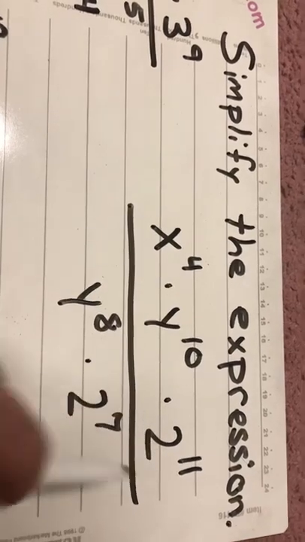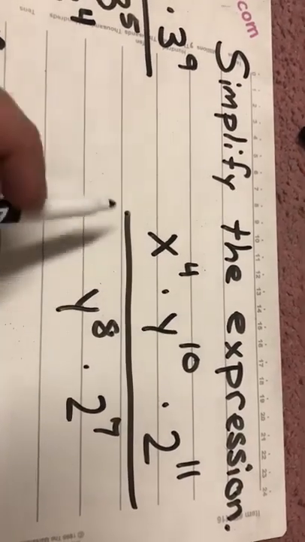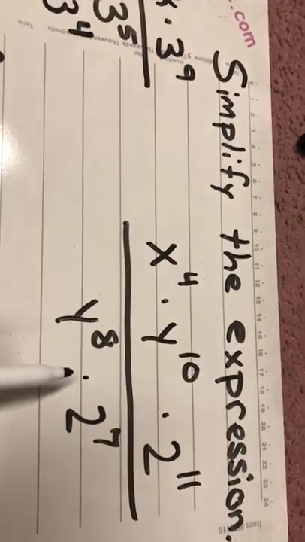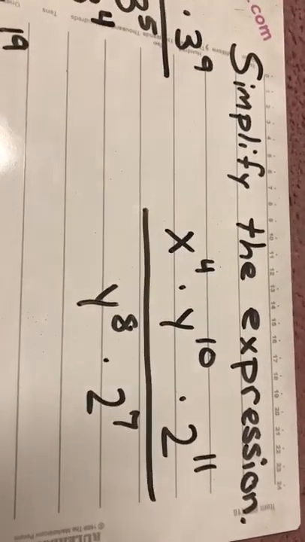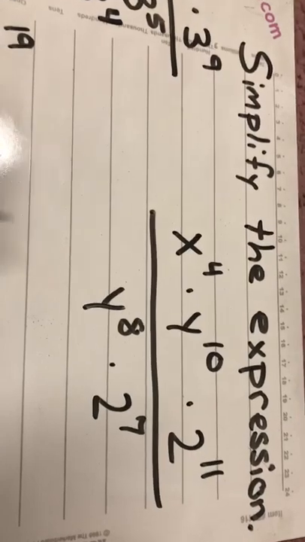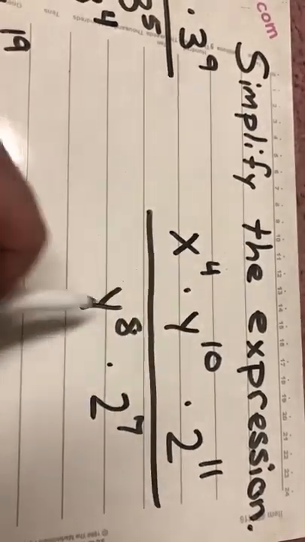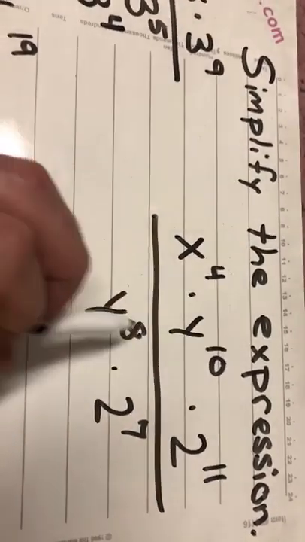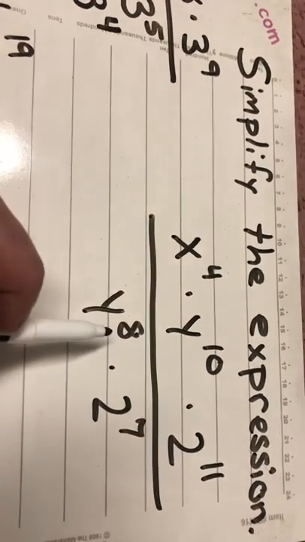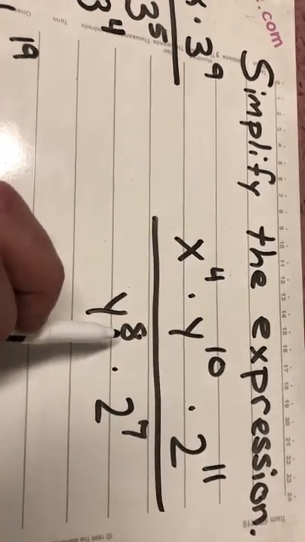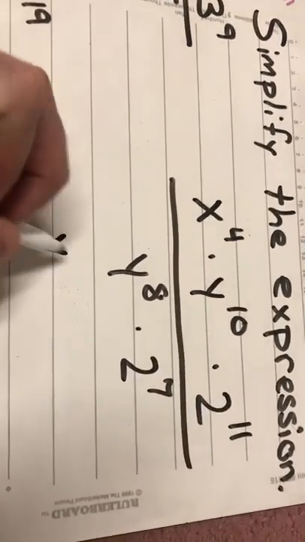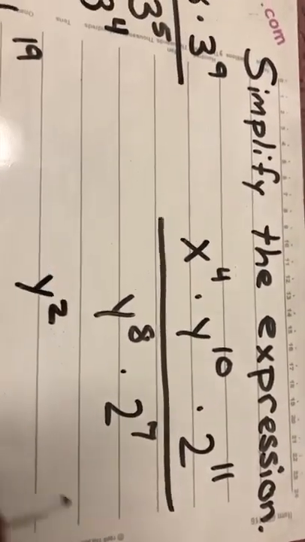Now here we have this one, x to the power of 4 times y to the power of 10 times 2 to the power of 11, all of that being divided by y to the power of 8 times 2 to the power of 7. So I want to look here and try to find, well, what can I work with? Well, I can work with both of these that have y. Y to the power of 10 divided by y to the power of 8. When I subtract 10 minus 8, I'm going to get y to the power of 2.